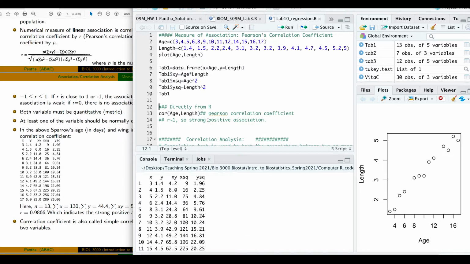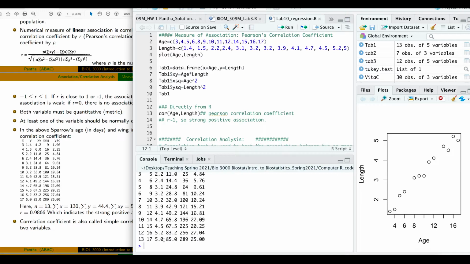Now you can find the summation of that, and so on. After you find the sum of all the columns, how do you find the sum of columns? You can do column sums, right?